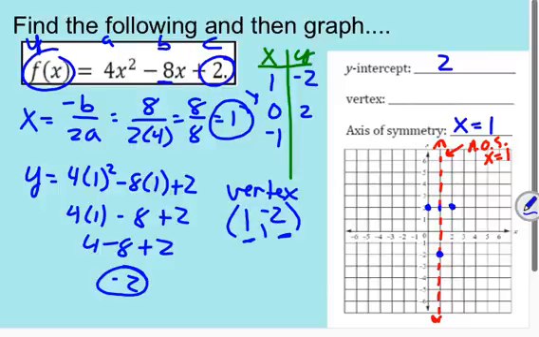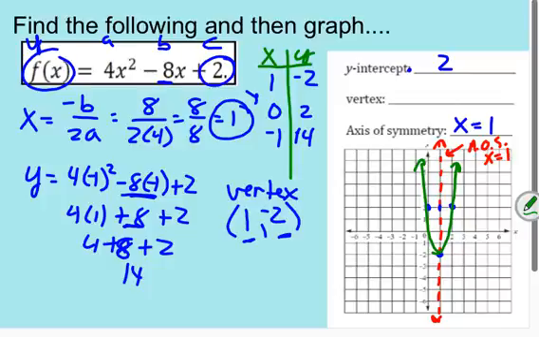We'll plug in -1 here. That's going to make this a positive 8. This is still going to be 4. What do I end up with? -1 squared is 1. 1 times 4 is 4. -8 times -1 is positive 8. And the 2, so that's 12 plus 2, that's 14. (-1, 14) is going to be way up here somewhere. I'm not really sure where it is, but it's off the chart. So I'm just going to graph it in with the points that I have. You can see that it opens up. There we go. There's our parabola.